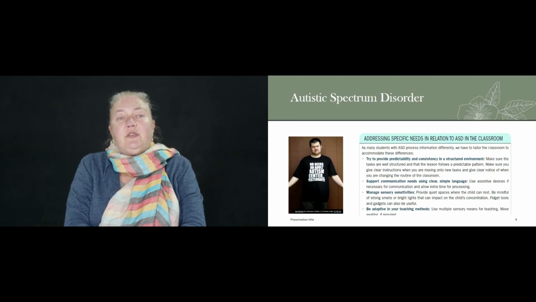Give clear instructions, short instructions, not having more than 2 instructions in one sentence, for example. Support their communication needs using clear and simple language. Manage sensory sensitivities. Children with ASD may be very sensitive to sensory overload, and you can provide quiet spaces where the child can go and reflect on their own or go and sit on their own. This will also work with children who are neurodivergent and have ADHD. Giving them a place to be quiet and calm can help them.